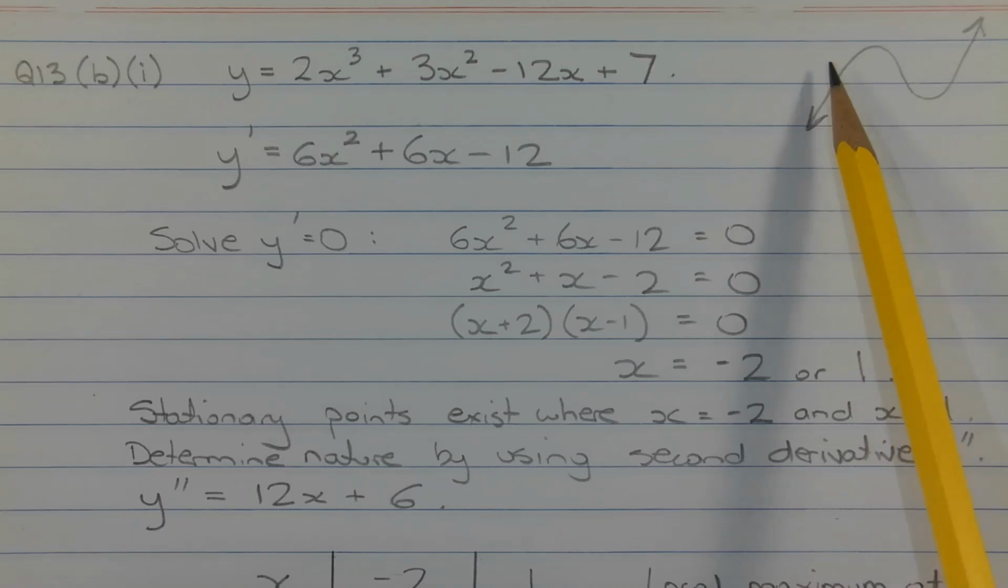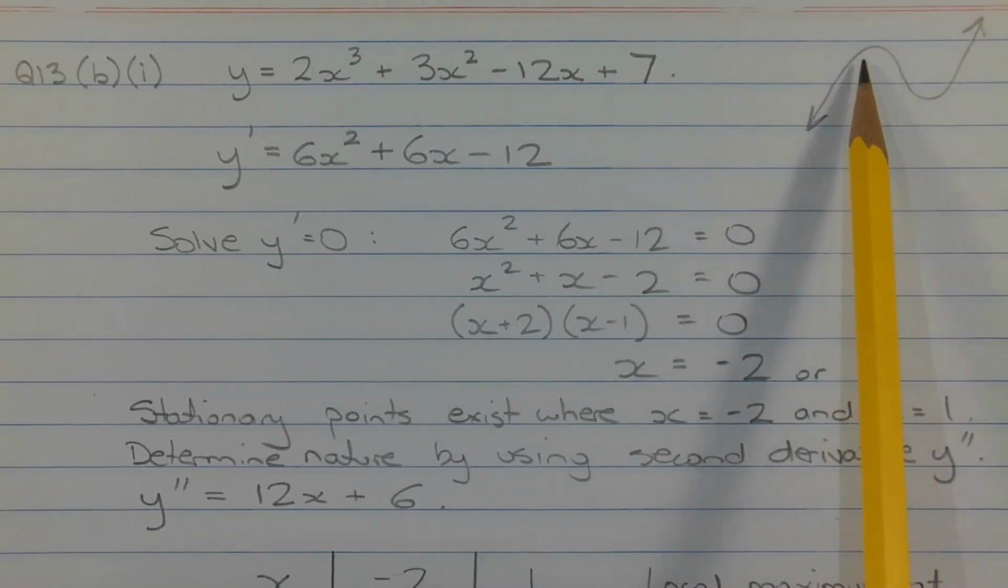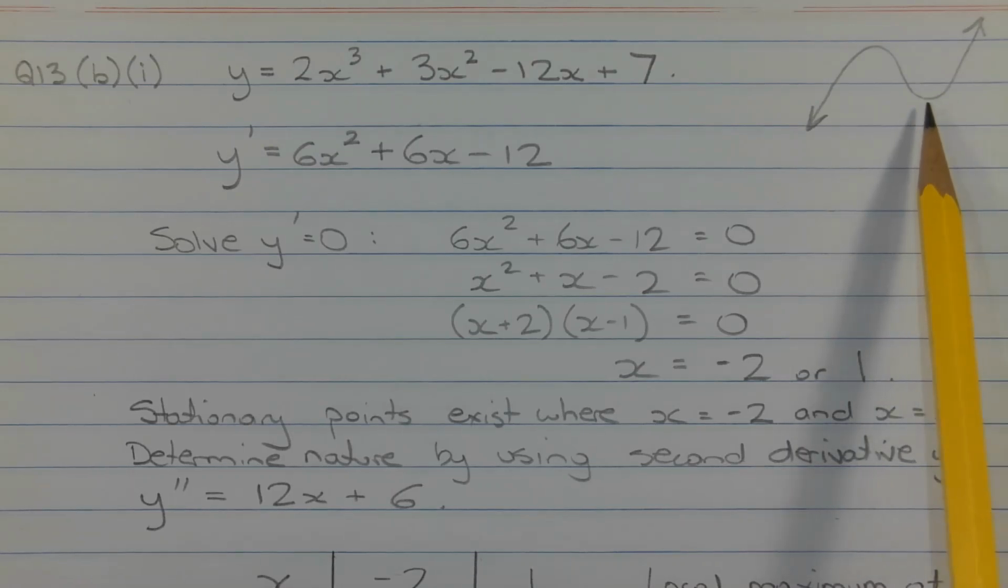So I expect the shape of the curve to look something like this. We have a local maximum stationary point here and a local minimum stationary point here. Now this will come in useful in part 2 when we sketch this curve.